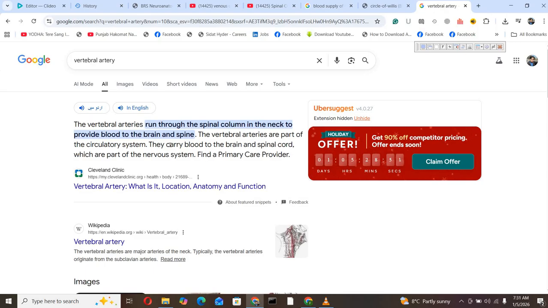For example, arteries, veins, and capillaries carry oxygenated blood from the heart to the different parts of the body as well as the brain. They carry blood to the brain and spinal cord, which form the part of the nervous system.